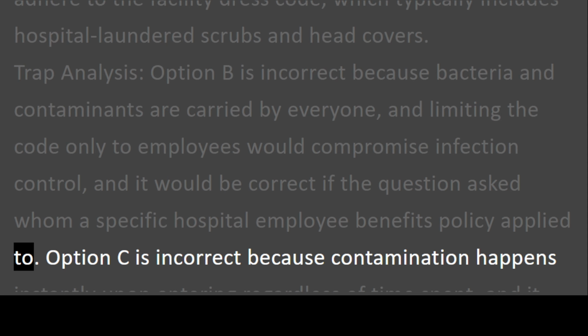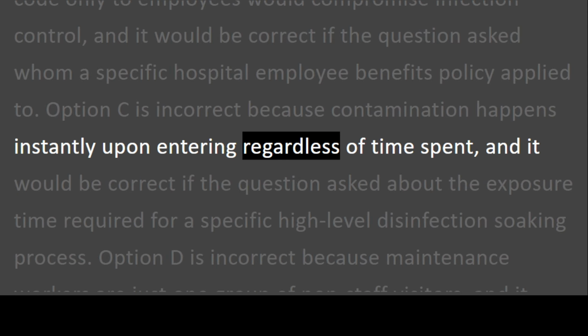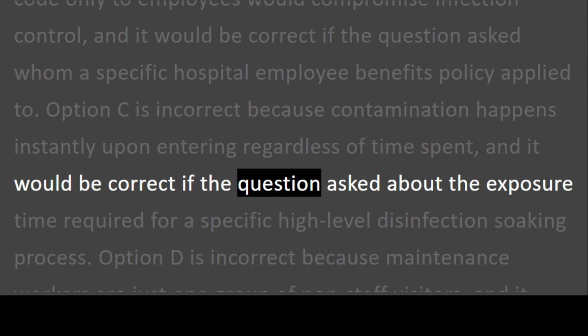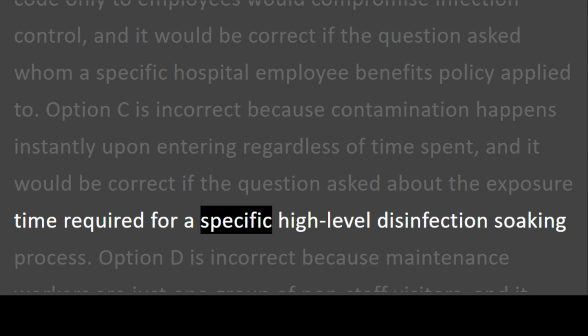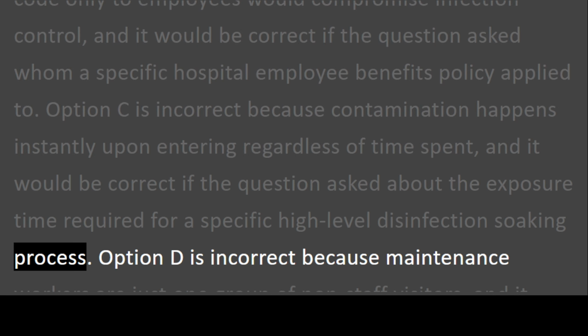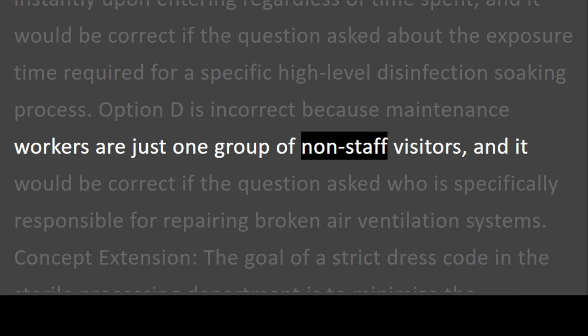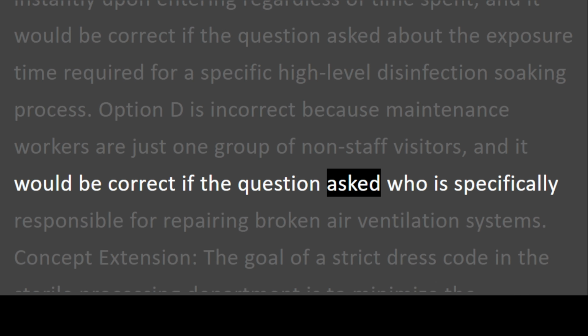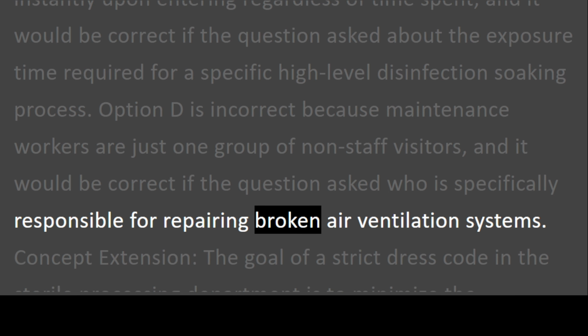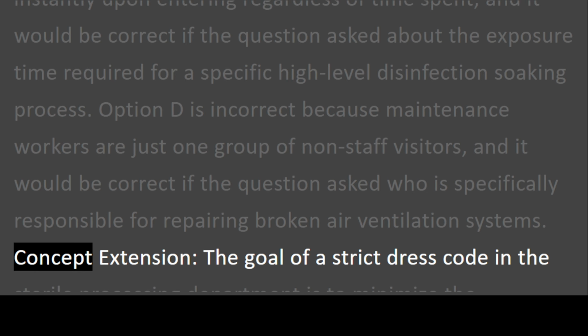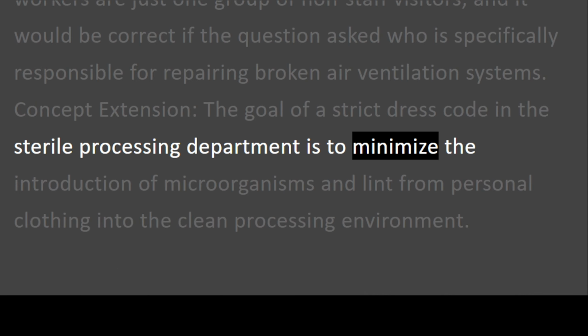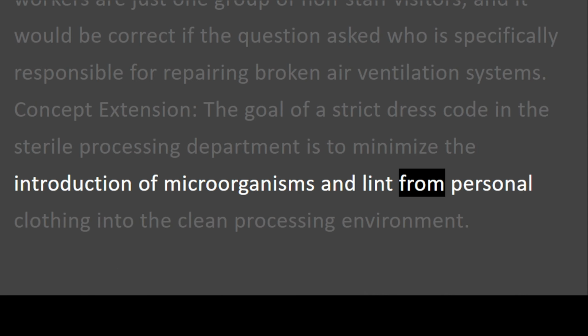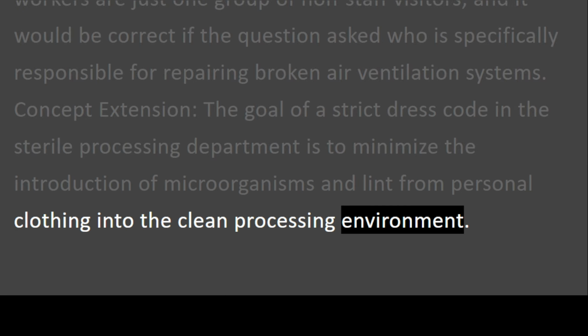policy applied to. Option C is incorrect because contamination happens instantly upon entering regardless of time spent, and it would be correct if the question asked about the exposure time required for a specific high-level disinfection soaking process. Option D is incorrect because maintenance workers are just one group of non-staff visitors, and it would be correct if the question asked who is specifically responsible for repairing broken air ventilation systems. Concept extension. The goal of a strict dress code in the sterile processing department is to minimize the introduction of microorganisms and lint from personal clothing into the clean processing environment.